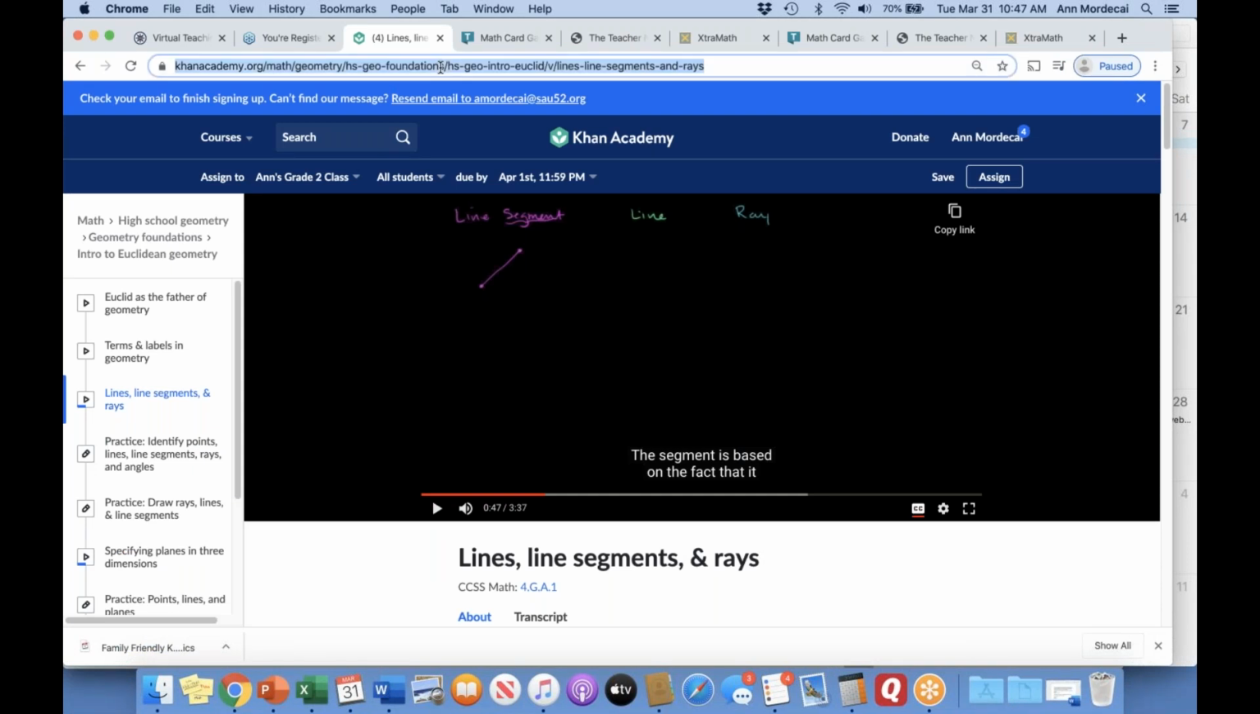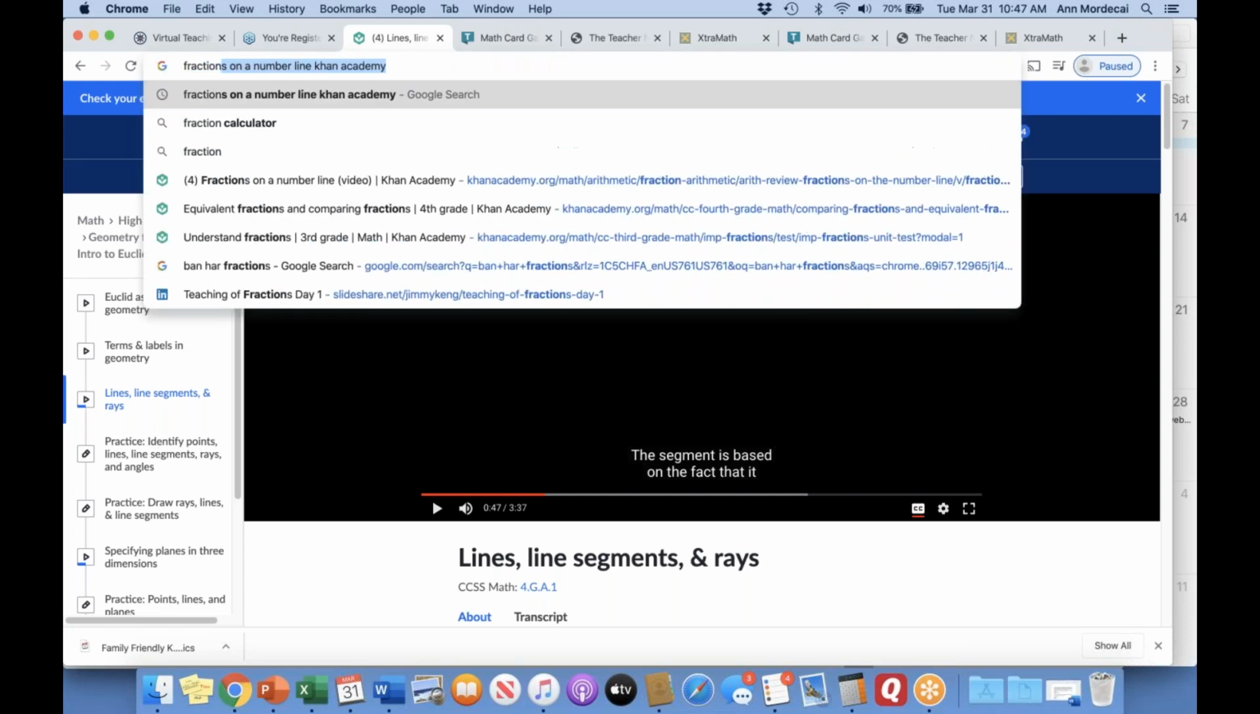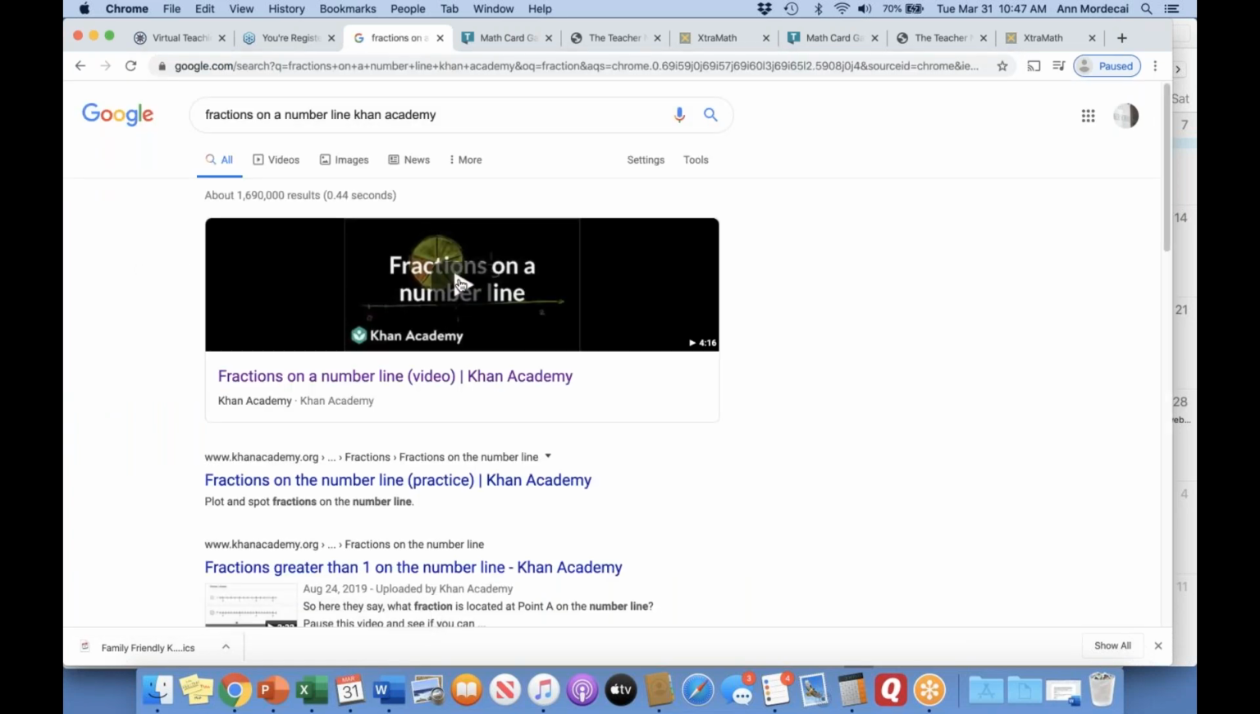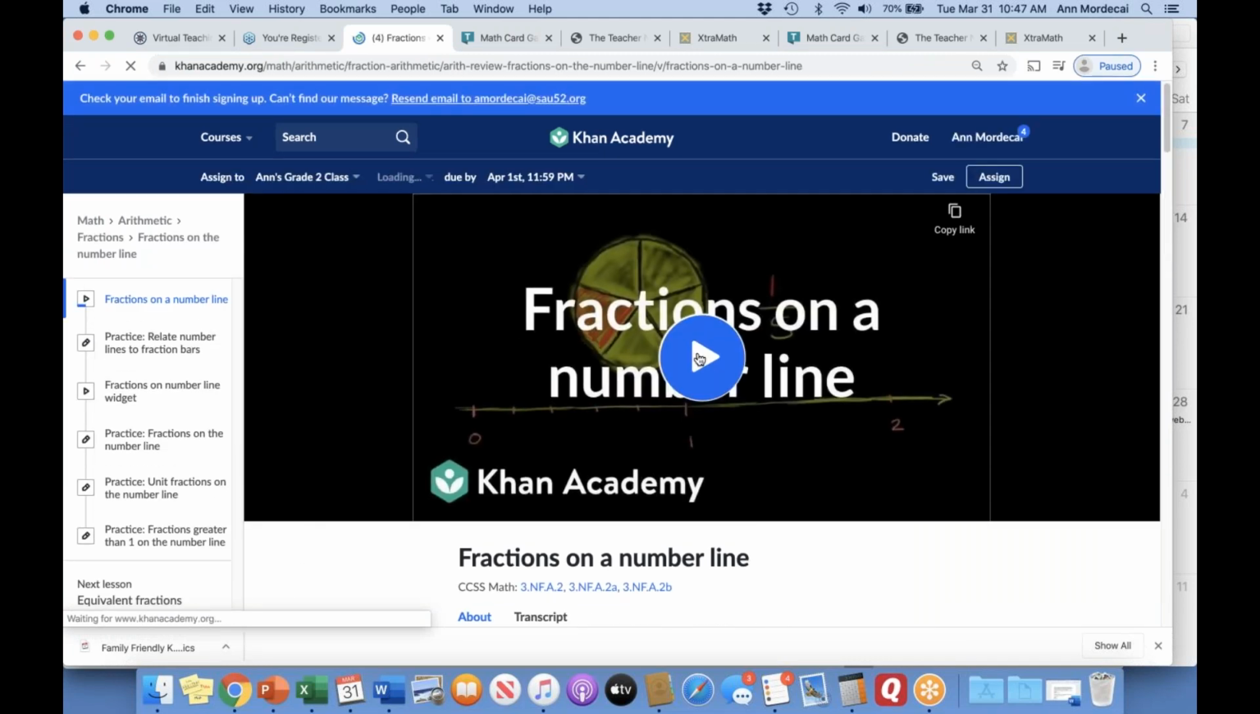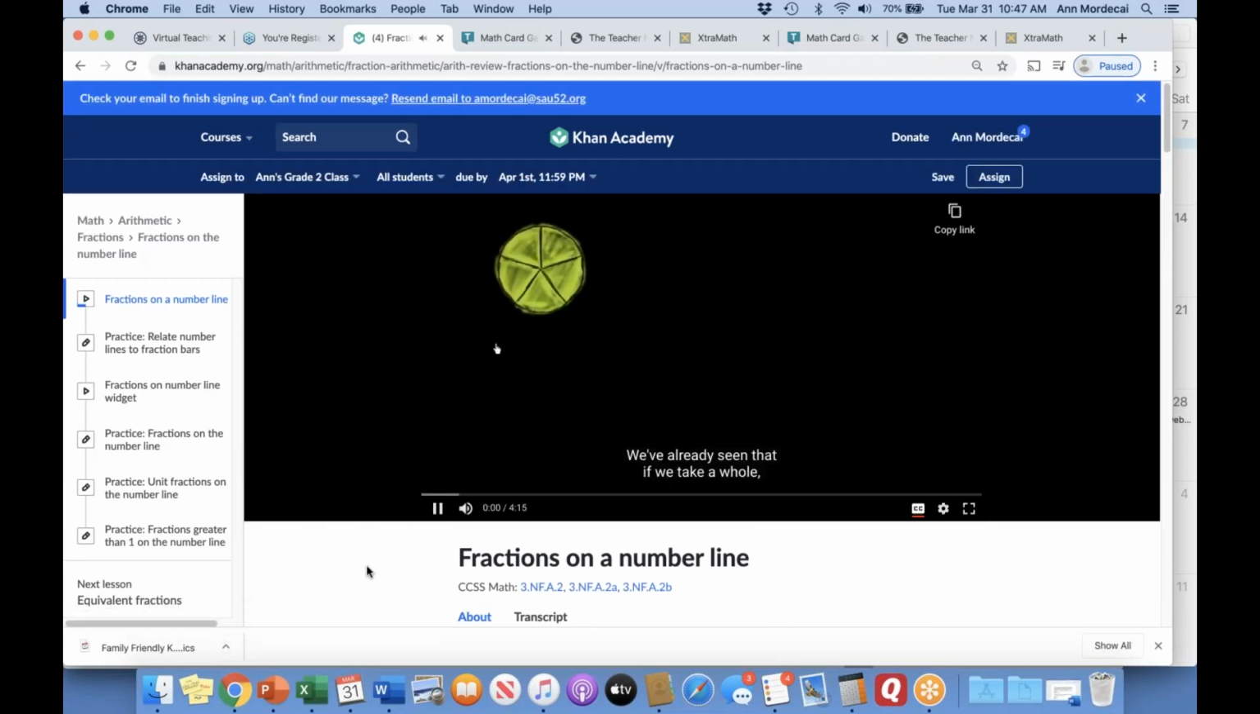If my student is working on fractions on a number line, and I can't remember this part, I just go to Khan Academy, find a lesson, and he just starts and explains it really well.